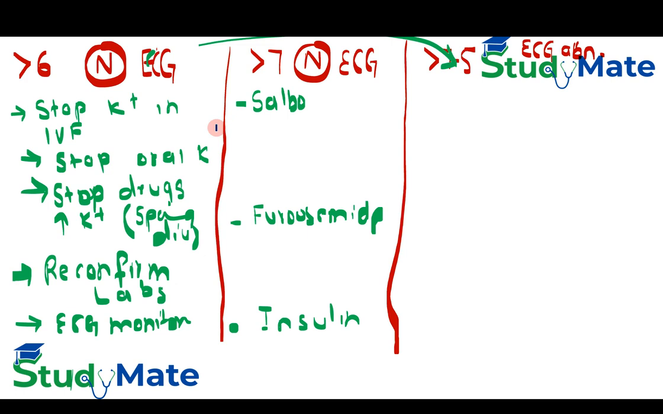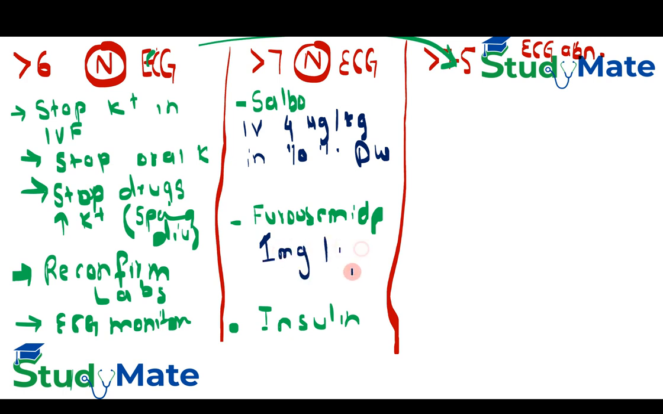Salbutamol can be given via inhaled route, or it can be given IV at 4 microgram per kg in 10% dextrose water. And the dose can be repeated if needed. Salbutamol, furosemide. Furosemide is a loop diuretic. The dose is 1 milligram per kg. Everybody knows this dose. And insulin.